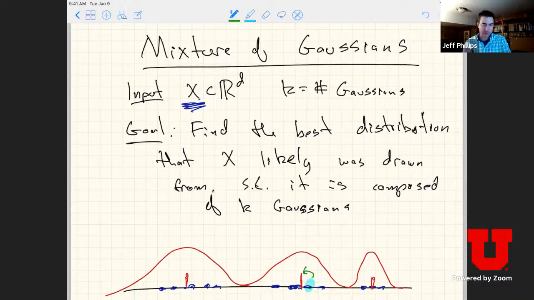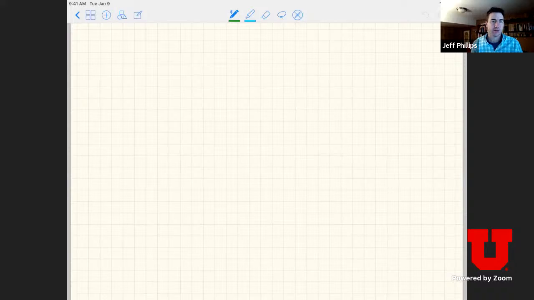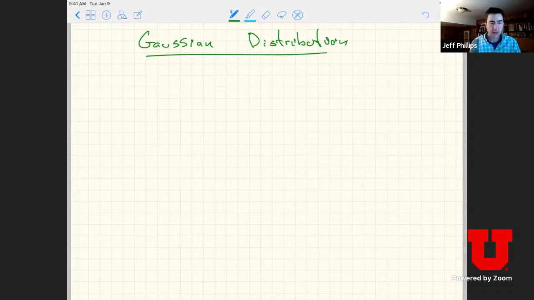So we try and formulate this. I think it's going to be useful to first say what is a Gaussian distribution. And remember, this is going to be a probability distribution. We're going to write it in a more powerful way than we had earlier in the semester. It's going to have a mean, and it's going to have a covariance matrix.